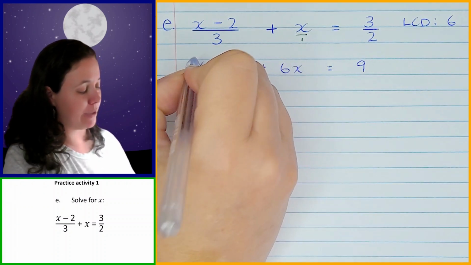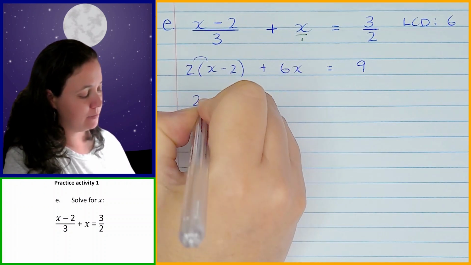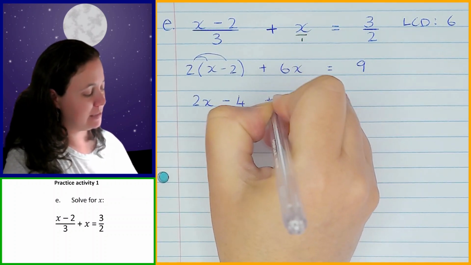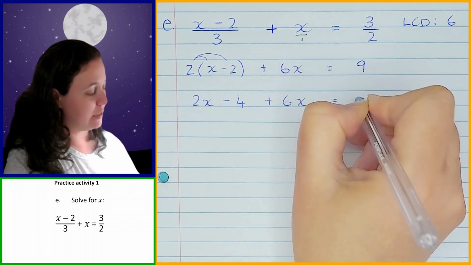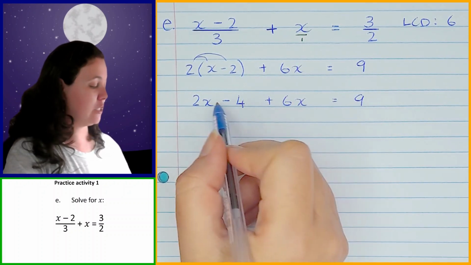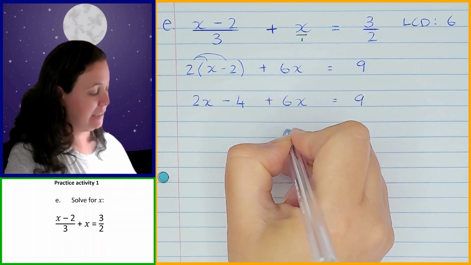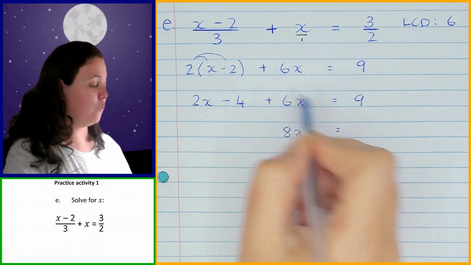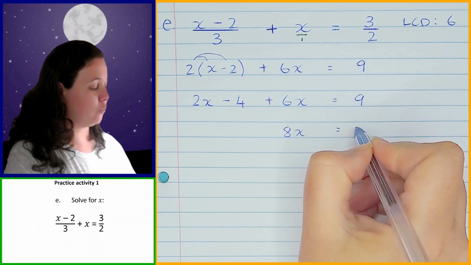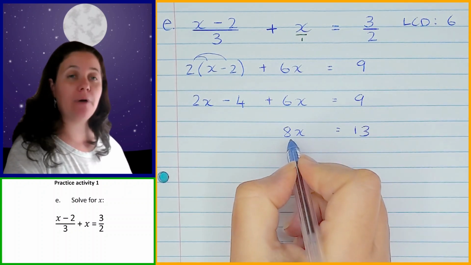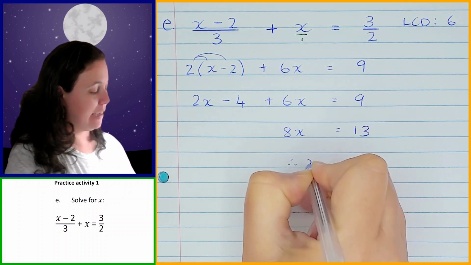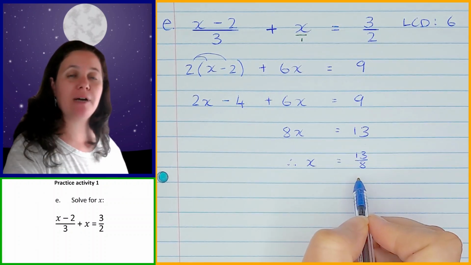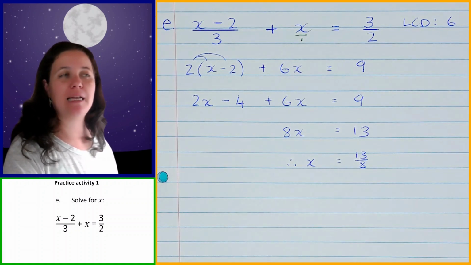So first I'm going to multiply out my brackets. So I've got 2 times x is 2x. Then 2 times negative 2 is negative 4. Then I've got plus 6x equals 9. So I'm going to keep the x's on the left-hand side. So I've got 2x plus 6x, that's 8x, equals, then I need to get rid of the negative 4 over here. So I'm going to add 4 on both sides. So I have 9 plus 4, which is 13. So then I'm going to divide by 8 on both sides. So that gives me x equals 13 over 8, which we can't simplify. So that's what you should have got for x. Okay, let's go on to question F.